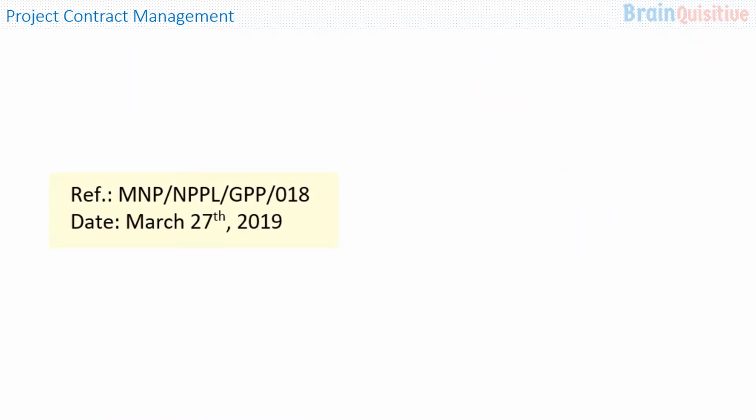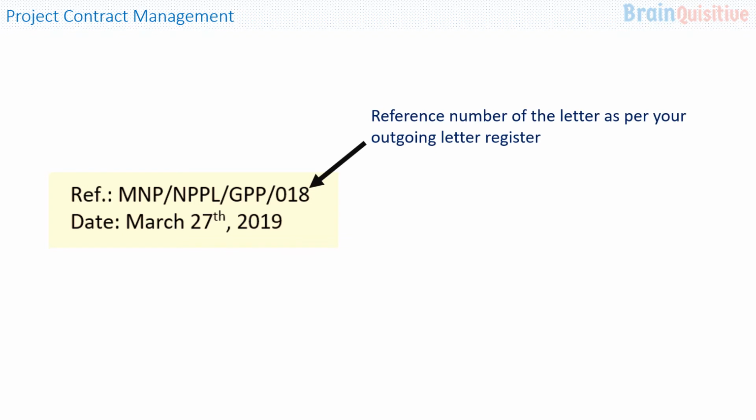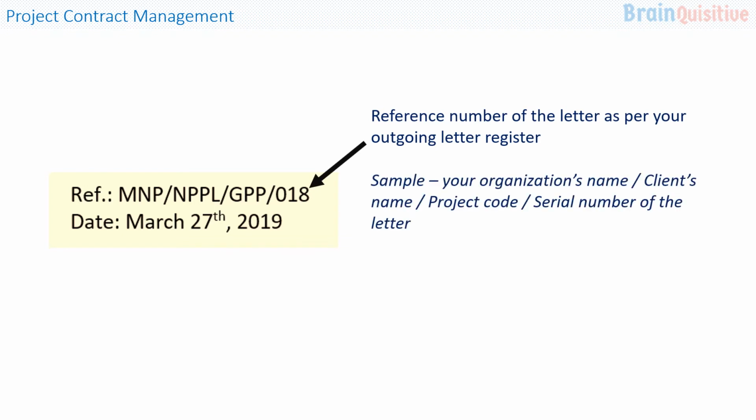As an example, you are giving the reference number of the letter as per your outgoing letter register, where your organization's name, the client's name, the project code, and the serial number of the letter are mentioned. This can be customized as per your organization's standard. And also you are giving the date of the letter.